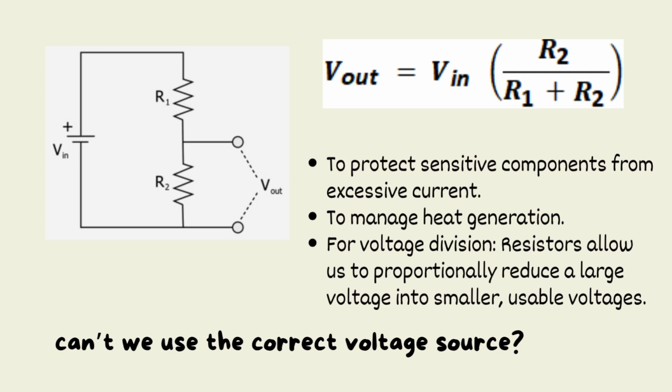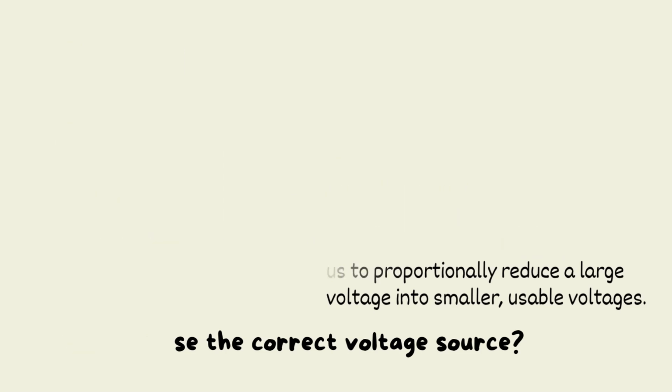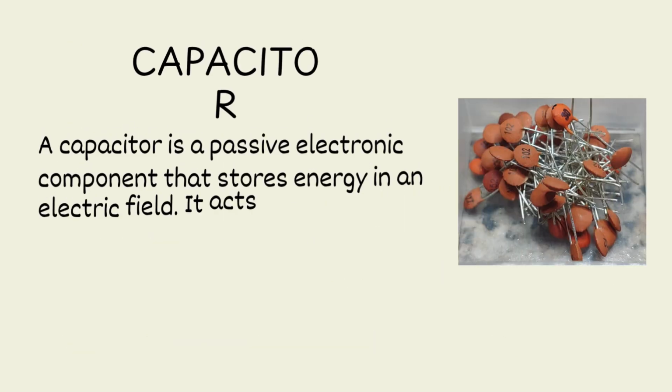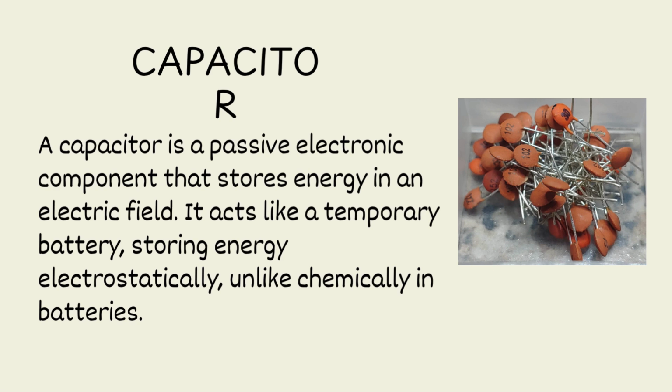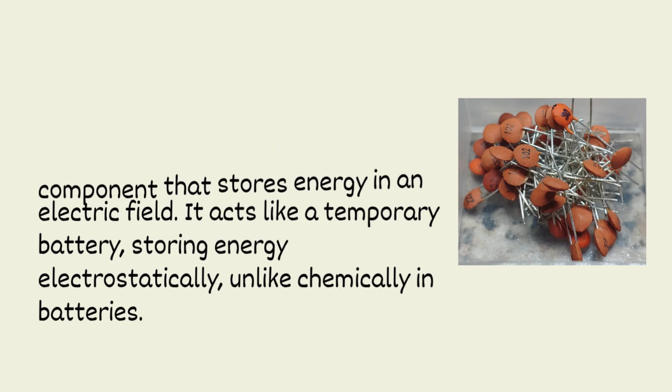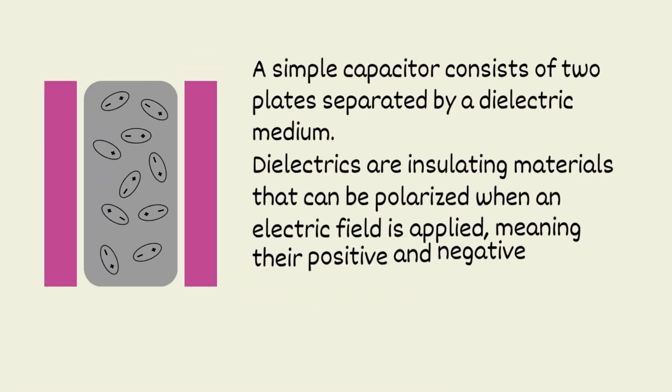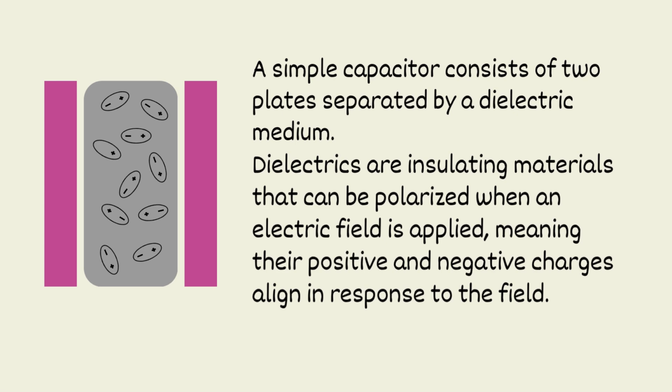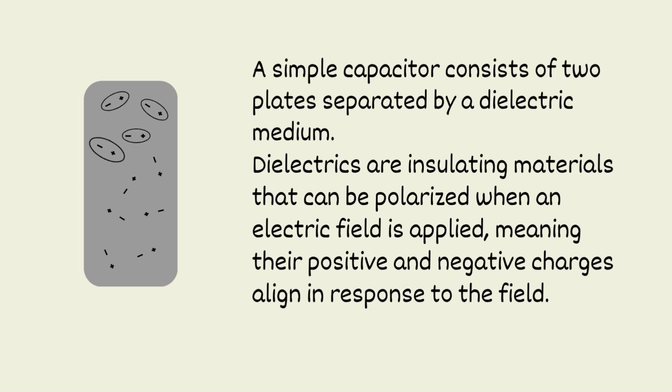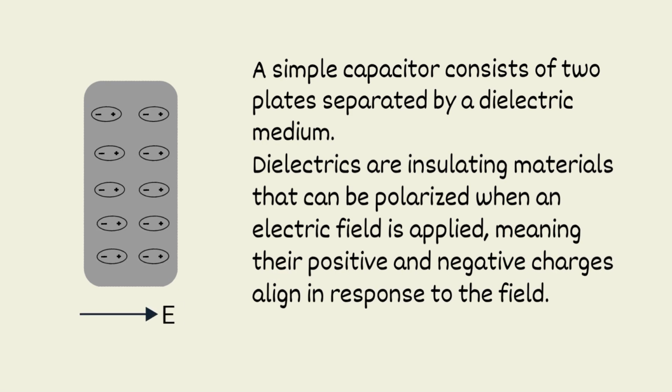Next one is capacitor. A capacitor is a passive electronic component that stores energy in an electric field. It is like a temporary battery that stores energy electrostatically, unlike chemically in batteries. A simple capacitor consists of two plates separated by a dielectric medium. Dielectrics are insulating materials that can be polarized when applied with an electric field.